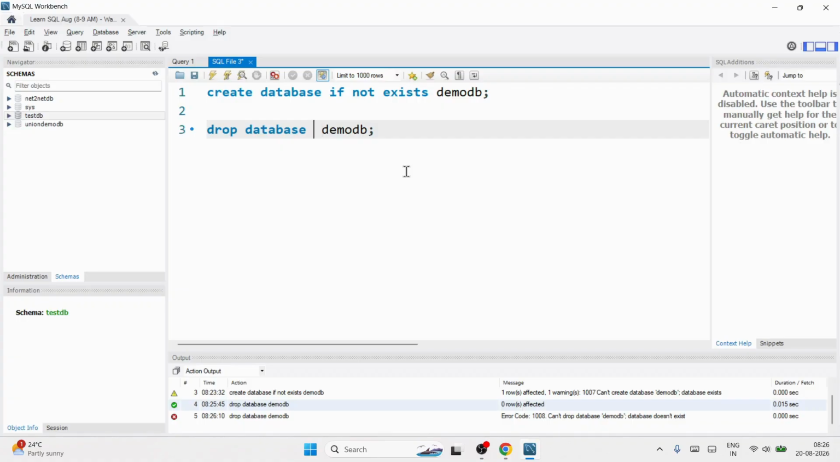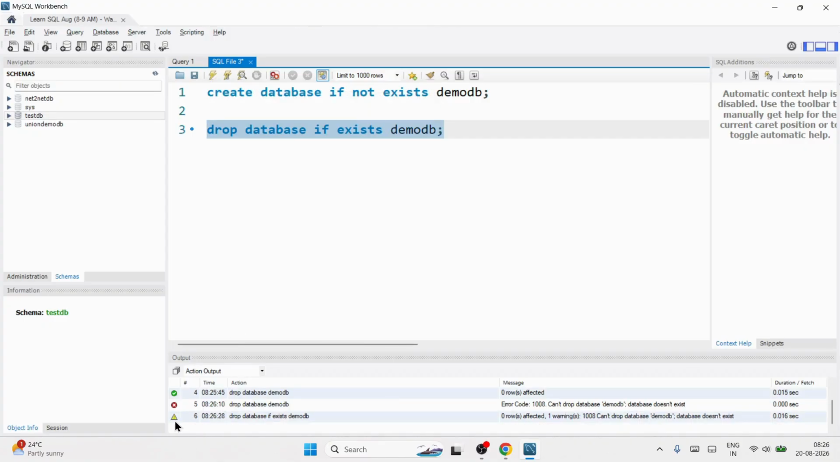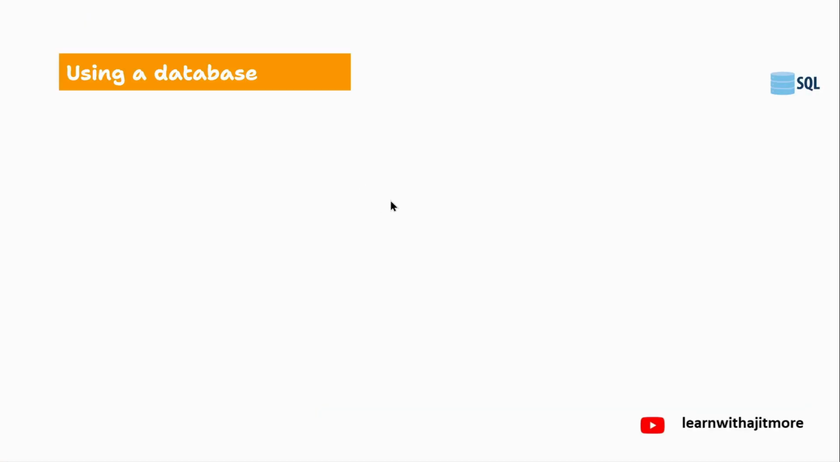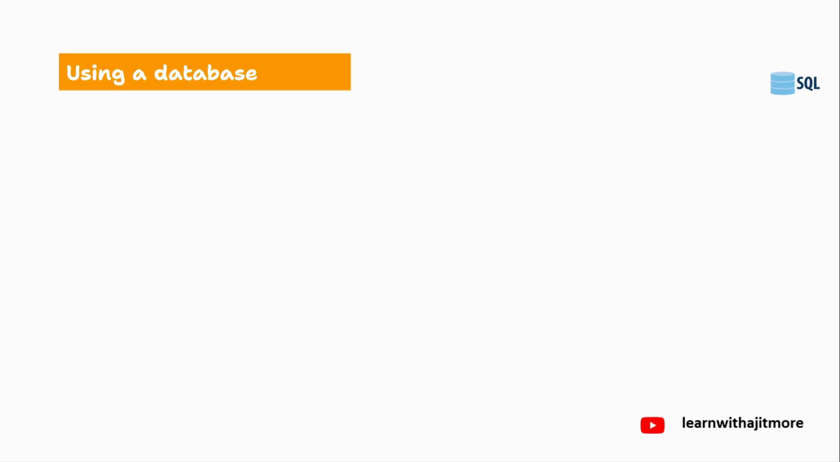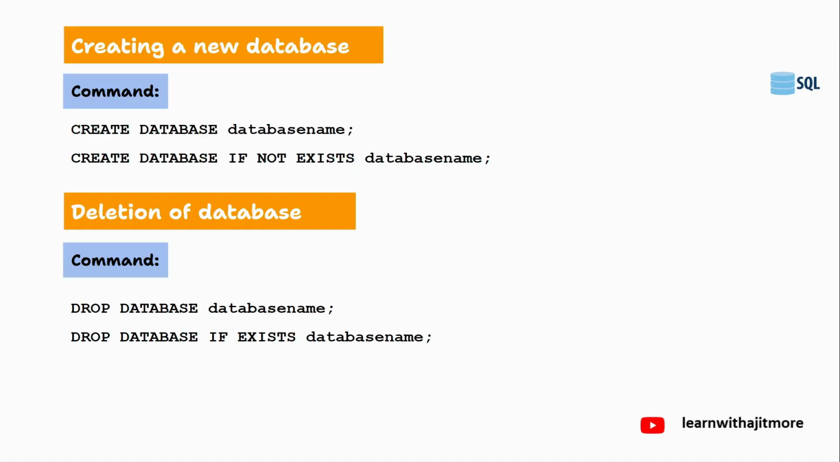So instead of that, if I write if exists and issue the command, it won't give you an error. It is just giving a warning message that this database is not present. So I hope it is clear to you guys. Till here, I hope everything is fine. Yes, quick confirmation. Yes, sir. Okay, moving ahead.